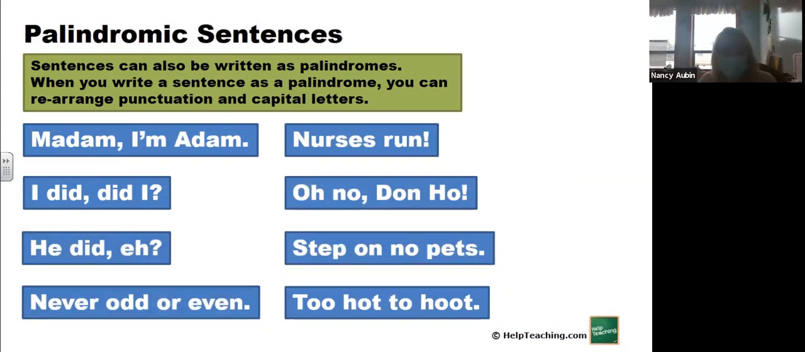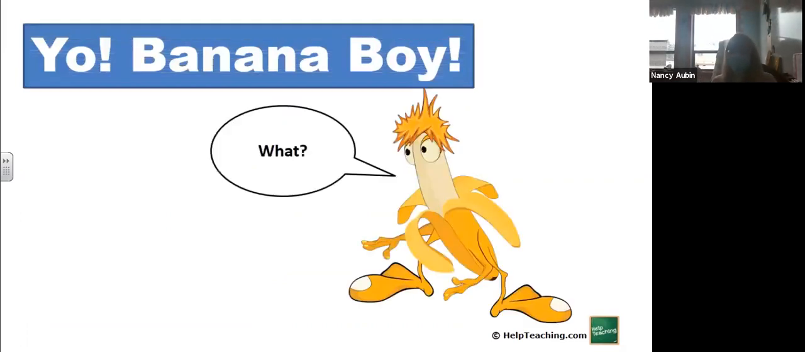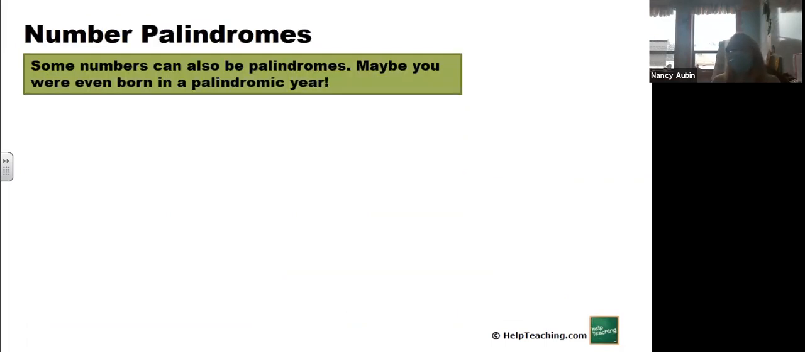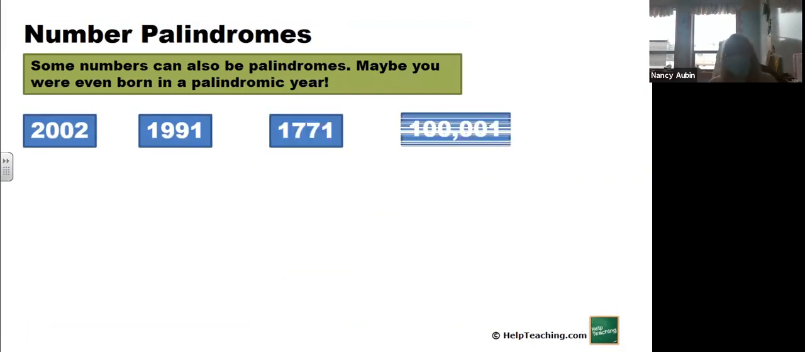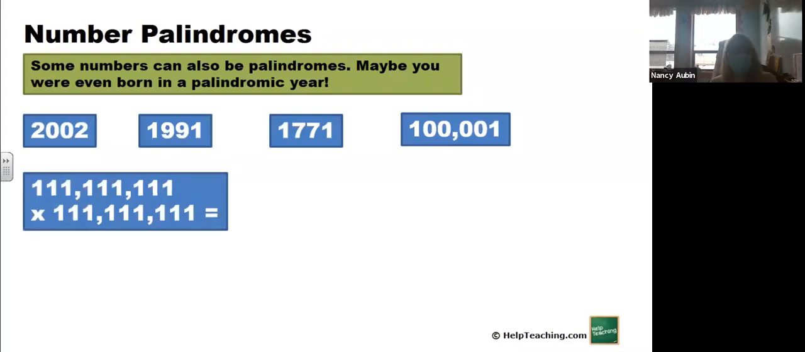Oopsie, we missed one. Yo, banana boy. You could read that forward or backwards. Numbers can also be palindromes. Maybe we're even born in a palindromic year. 2002, my son was. 1991, 1771, 100,001. Oh, I can't even begin to read that.